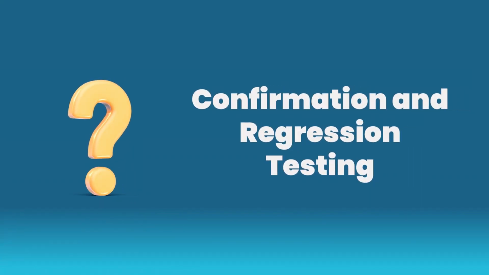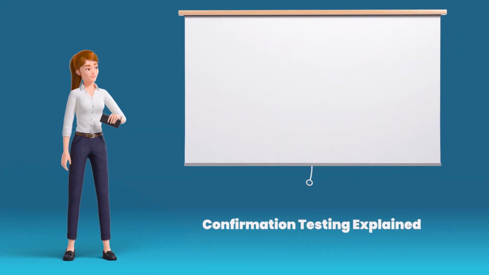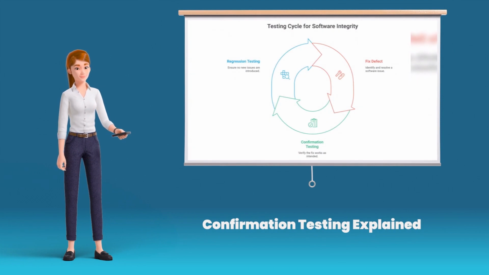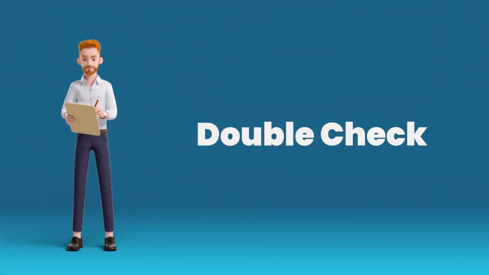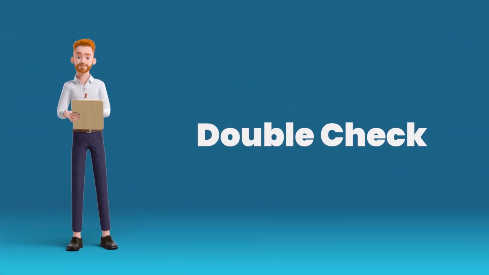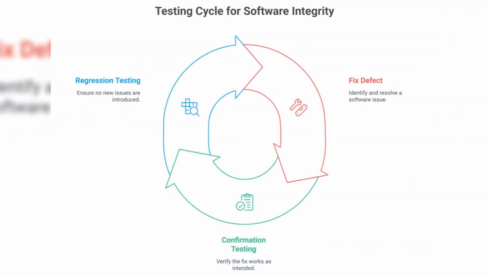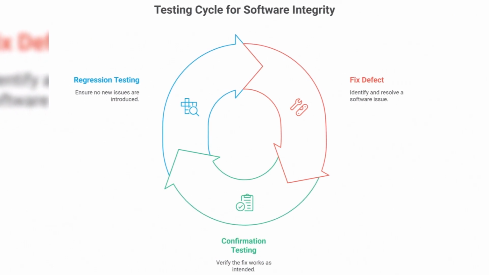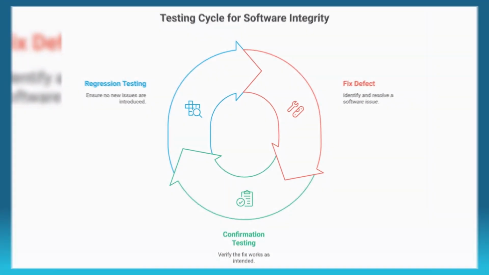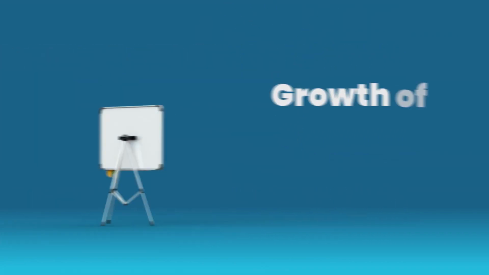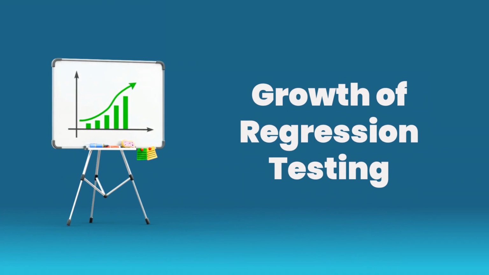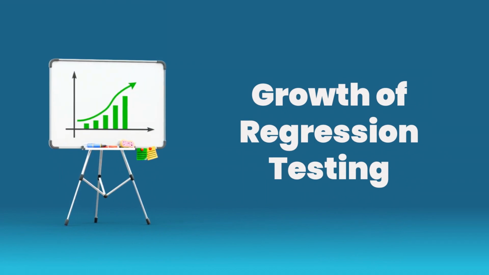And what about this confirmation and regression testing? Good question. When we fix a defect, confirmation testing ensures the fix works. So it's like double checking your homework? Exactly. And regression testing ensures the fix or any change didn't break something else. Like making sure patching one hole didn't create another? That's the idea. And regression testing often grows over time, making it perfect for automation.